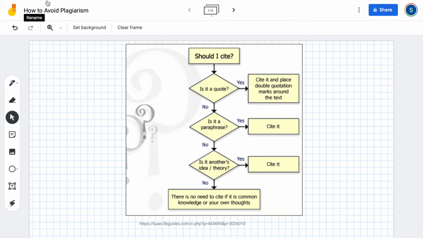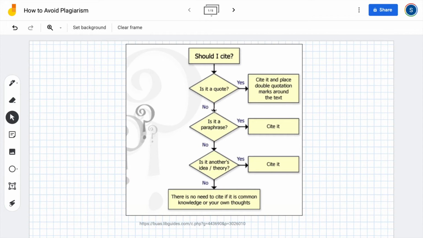So this is a helpful chart that you can use to help you know when you should cite information. So first, ask yourself this question: is it a quote? Are you using a direct quote from a source? If yes, then you are going to cite it and place double quotation marks around the quote, and you are going to say where you got the information from.